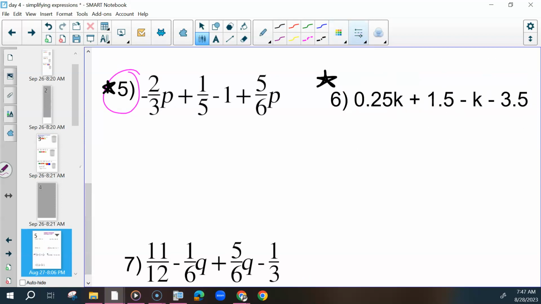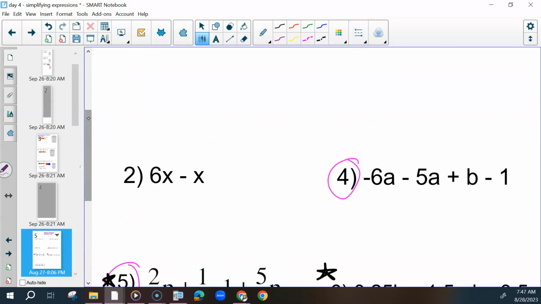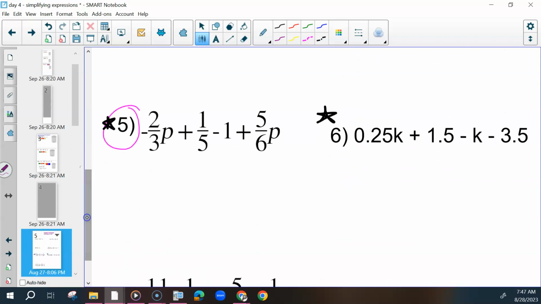Alright, for number 5, it's just like we were doing on Friday. These ones with fractions and decimals, we can't really use the algebra tiles for, but other ones like these, we could use the algebra tiles, not necessarily this one because it has 2 different variables. So if you want them again, they are up here. If you'd rather do it algebraically, that's also fine. This one you have to do algebraically. So we're looking for like terms. Which ones have the same variable, and which ones don't?